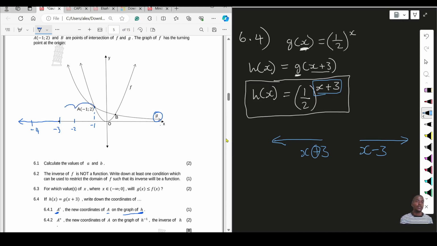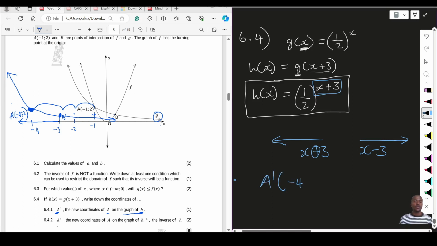So we're going to say 1, 2, 3. So it will be there at -4. All the points will be moved there. Even the B point will be moved 1, 2, 3. The B point will be somewhere here. So this is B prime, and this is A prime. But for A prime, the 2 remained like that. So what are the coordinates of A prime? Our new A, which is A prime, is then (-4; 2). So now you can construct the graph like that. That's our new exponential graph. So what is the answer for 6.4? The answer is A prime (-4; 2).